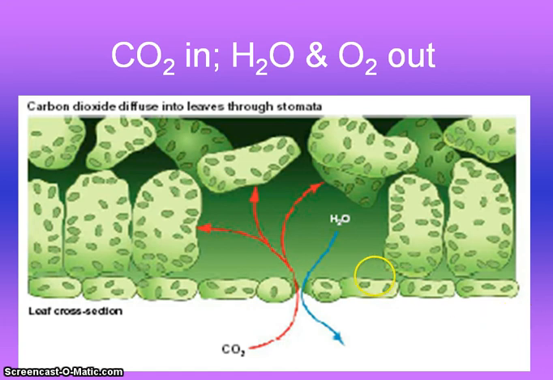Here's another diagram. This is a cross-section of a leaf. Here's one of those little pores, and you can see that gas exchange can occur through here, but you could also have water being lost through those pores.